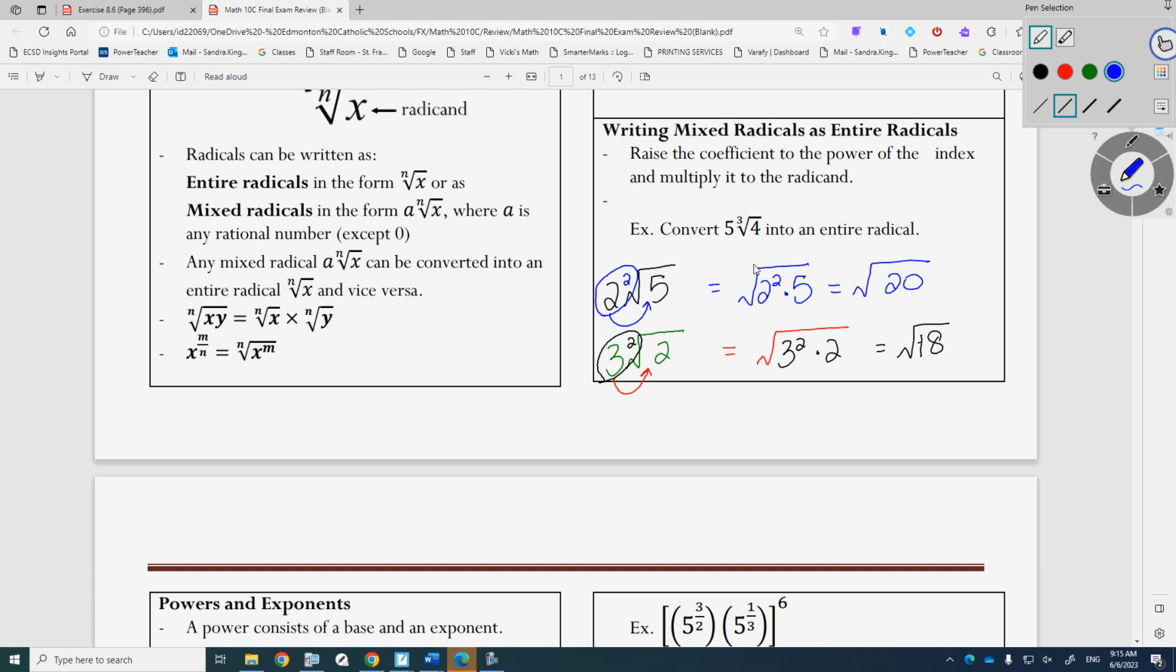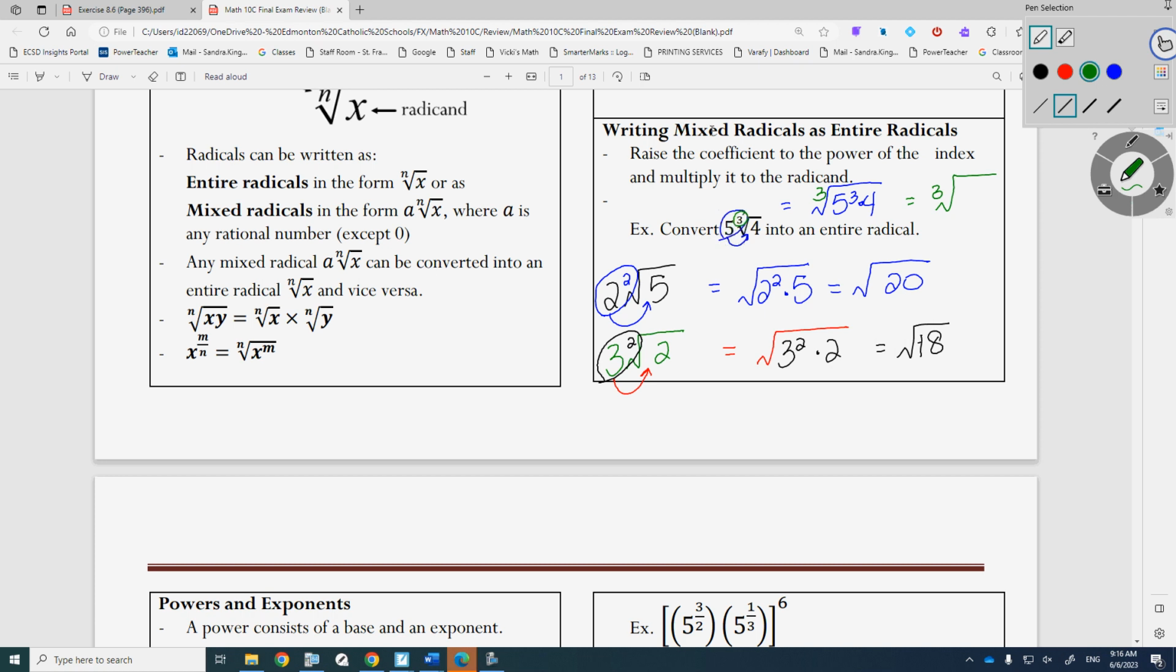Ava, for the example given, 5 and the third root of 4, what am I putting underneath? That's right. The 5 needs to go underneath, but it's going underneath as 5 to the power of 3. There's already a 4 underneath. If this is a third root, make sure that your answer is a third root.